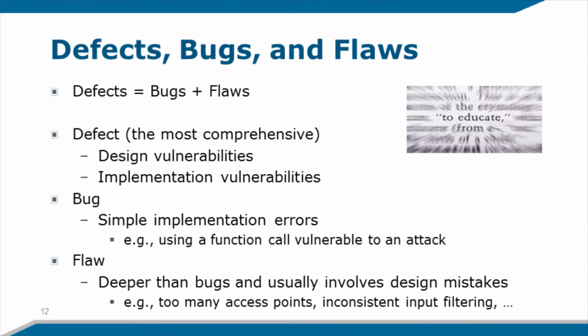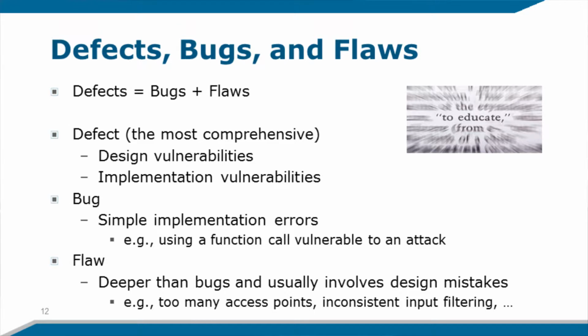So we're going to talk about software defects. We're going to talk about software bugs, flaws. And so just to get a common understanding of those terms, a defect, what we're calling a defect, includes both design vulnerabilities and implementation vulnerabilities. A bug is just a simple implementation error, like I said before, perhaps an off-by-one error, perhaps you're using an old version of an interface which is more vulnerable to attack. Whoops.